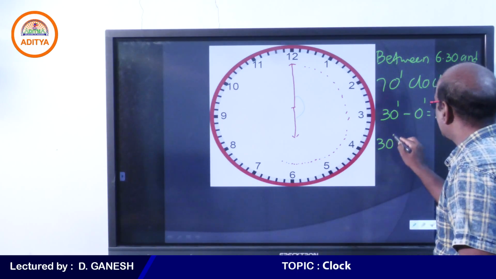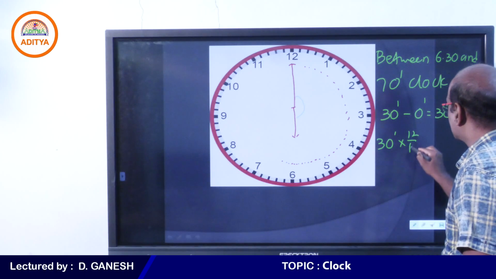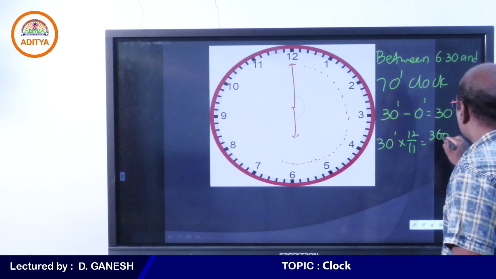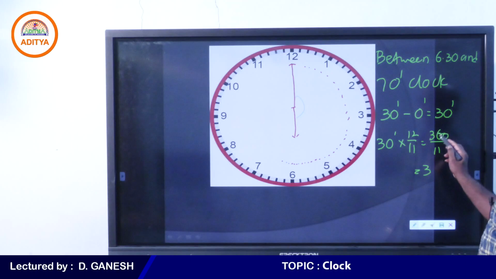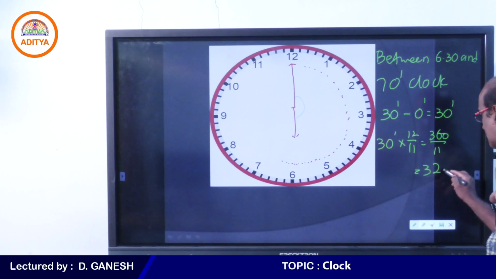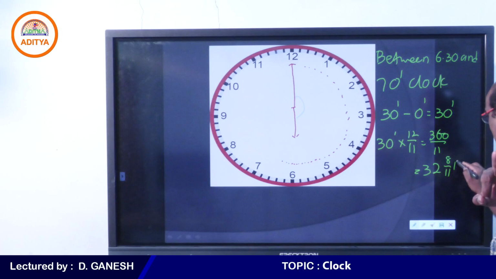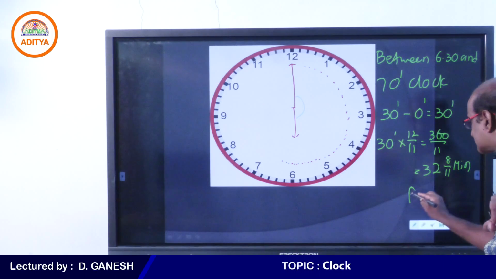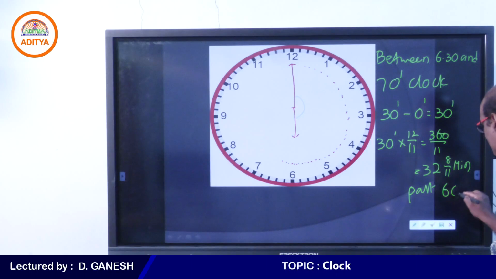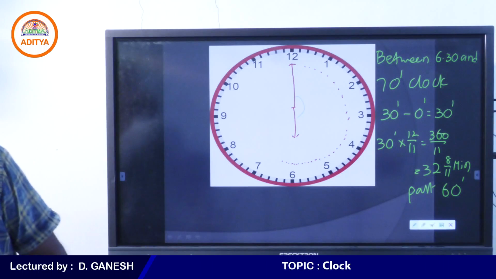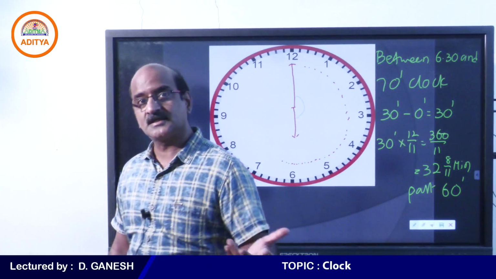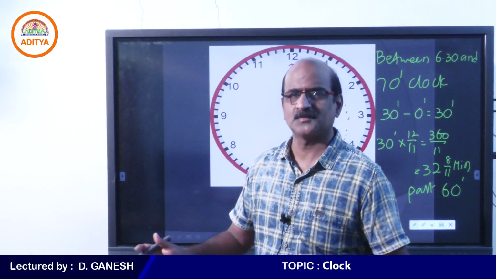How much time does it take to move 30 divisions? Every 1 division is covered in 12 by 11 minutes. Therefore, 30 divisions are covered in what time? 12 times 30 over 11, which is 360 by 11. Cancelling, 11 goes into 36 three times, 33, leaving 3, and with the 0, 30; 11 goes into 30 two times, 22. So 32 8 by 11 minutes past 6 o'clock. So the coincidence happens there. That is the reason, even if it is given 6:30 to 7, we can take 6. Why bother?